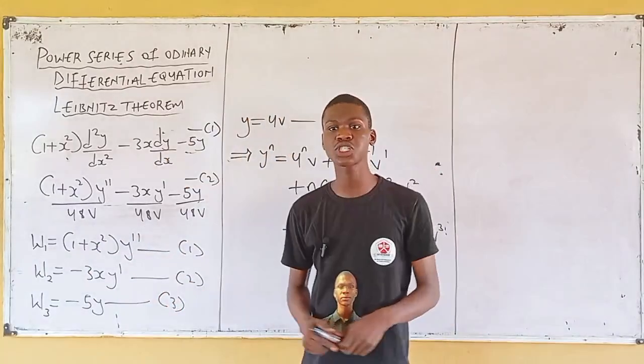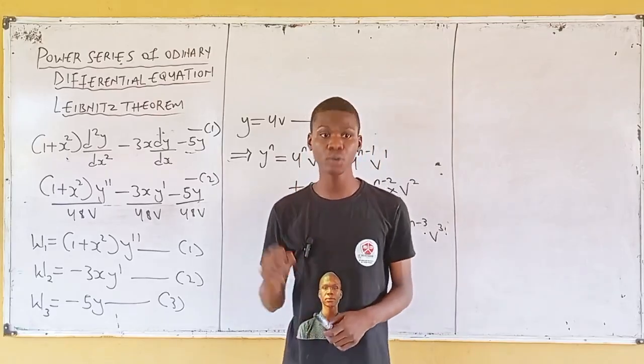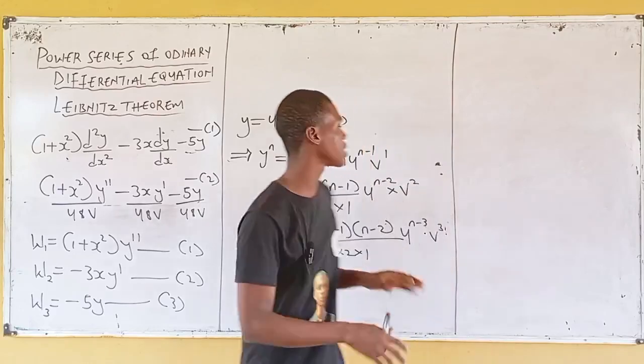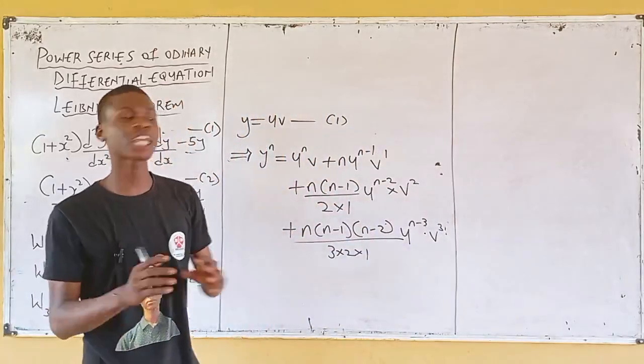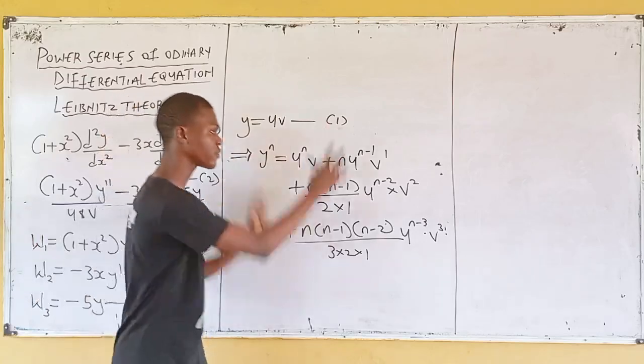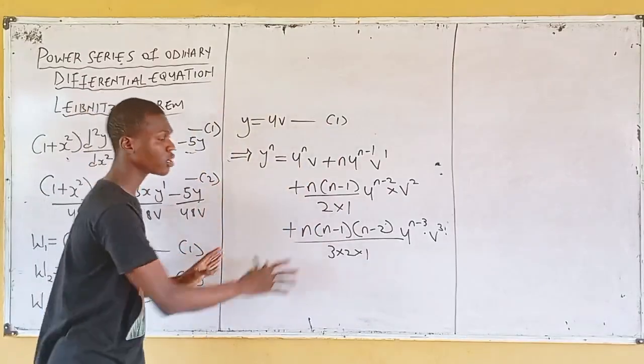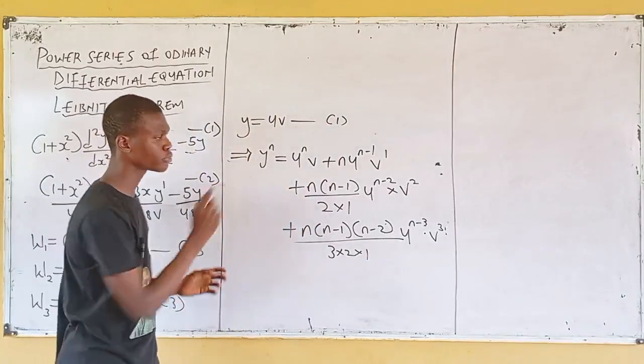Now, taking the first one, which is equation 1, meaning w1, I want to find the nth derivative of w1, right? Just have it in mind that this is the formula I need. Say you are given a product function, you want to find the nth derivative. First thing first, record this formula. By the time you record this formula, the next task is what?